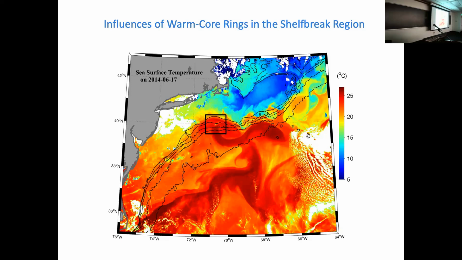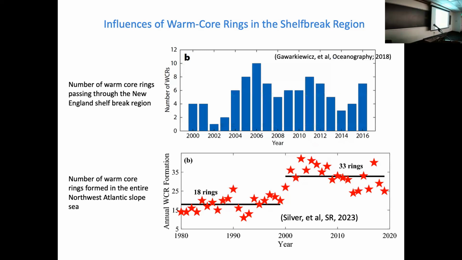So this is particularly important, because there are some recent studies suggesting the number of rings being formed from the Gulf Stream has been increasing. Glenn was involved in both papers, and they counted from the satellite data how many rings were being formed.